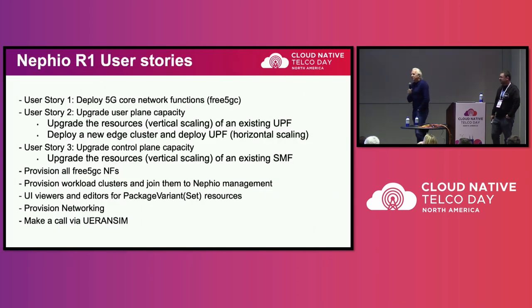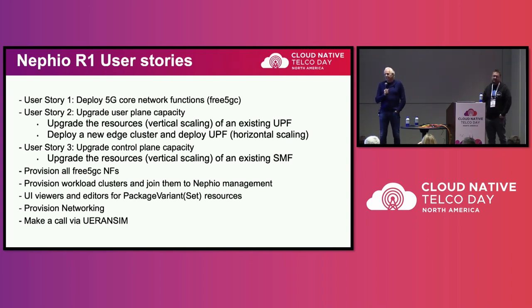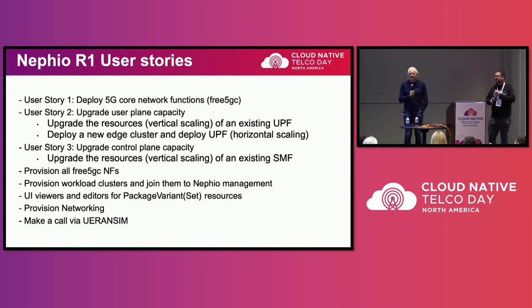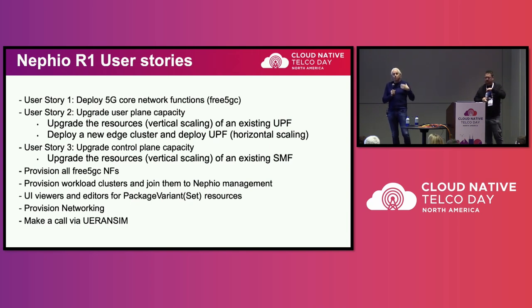Now, what did we achieve so far? Basically, we have two releases a year. We have one in, let's call it Q2, and the other one in Q4 per year. Release one was out in June of this year, and we are working to release two by the end of this year. So long story short, what did we achieve? We used free5GC as our network function to prove these principles and build this whole framework out.